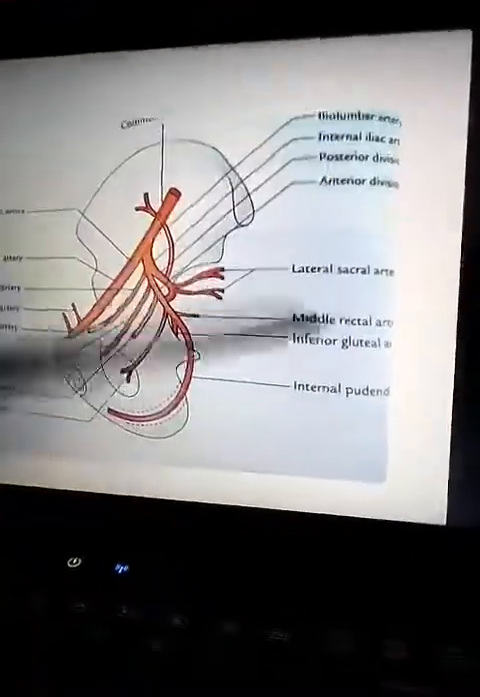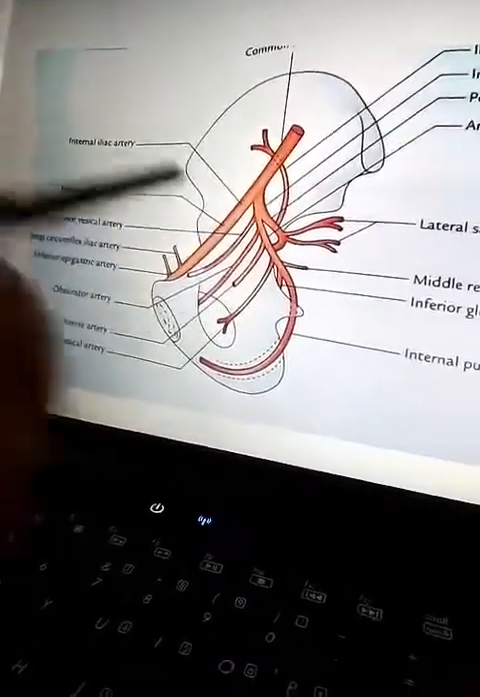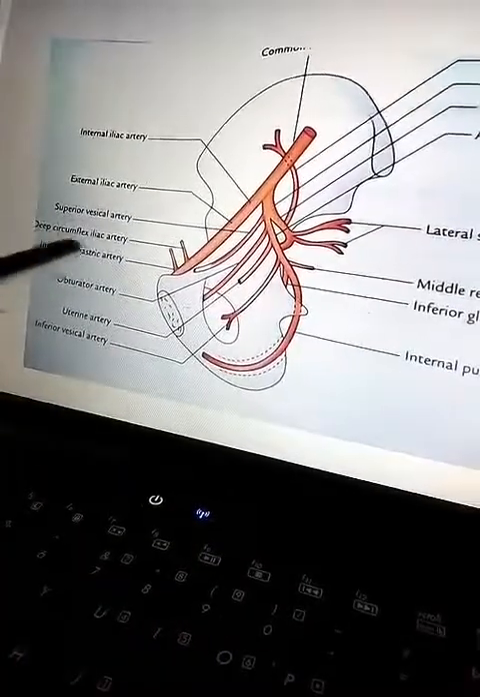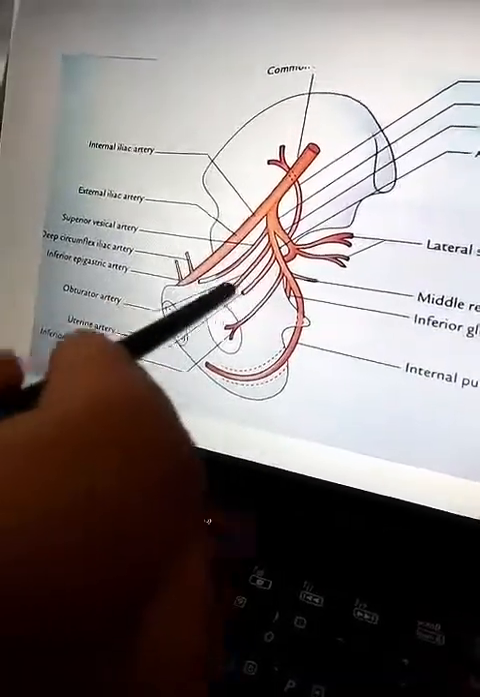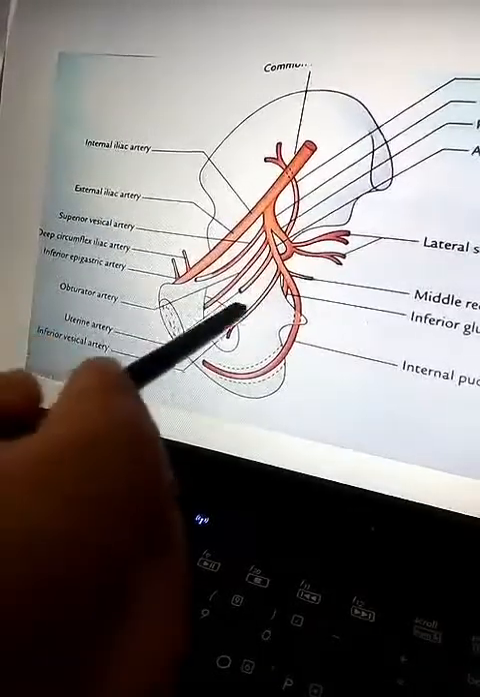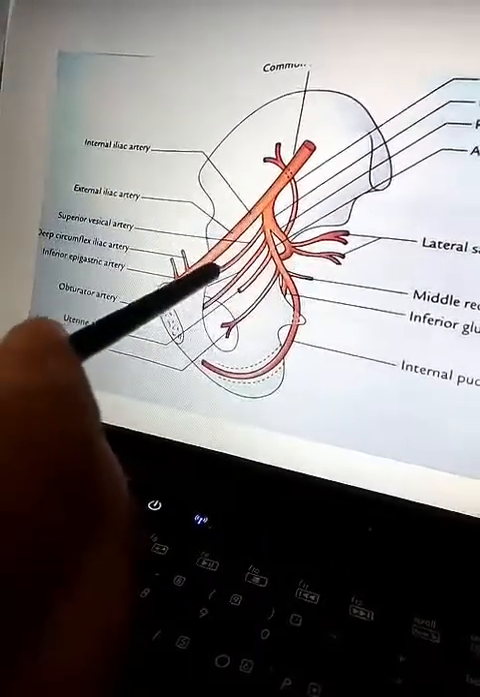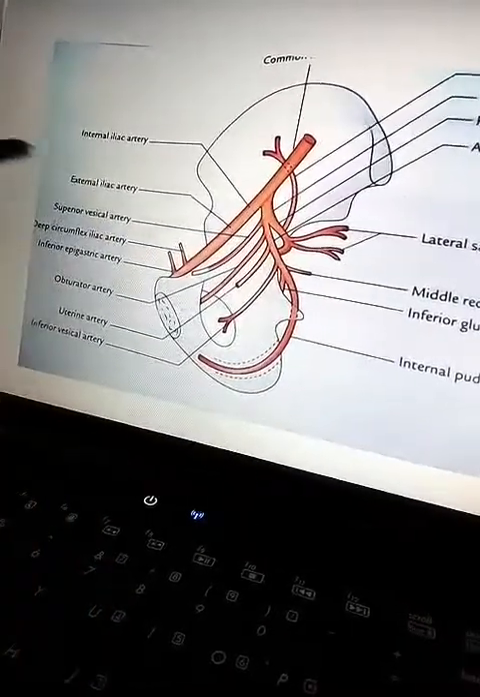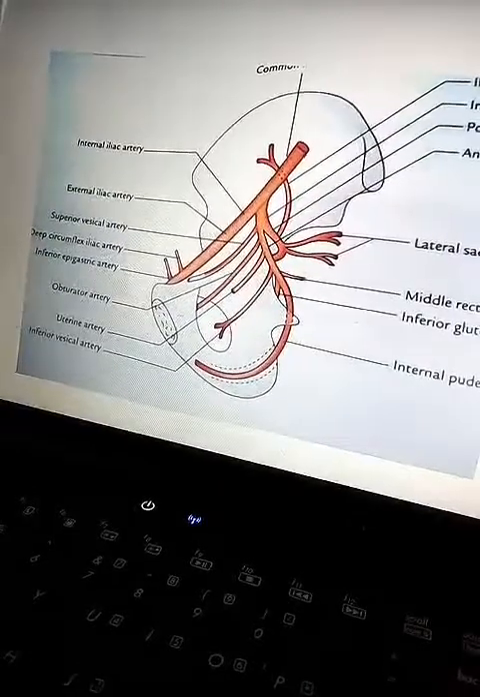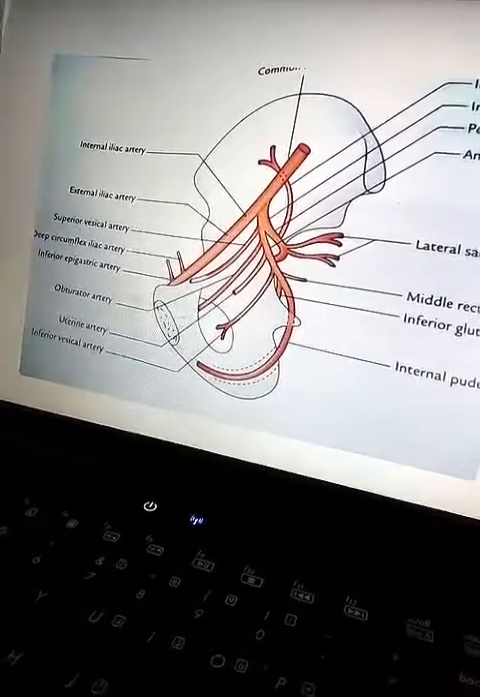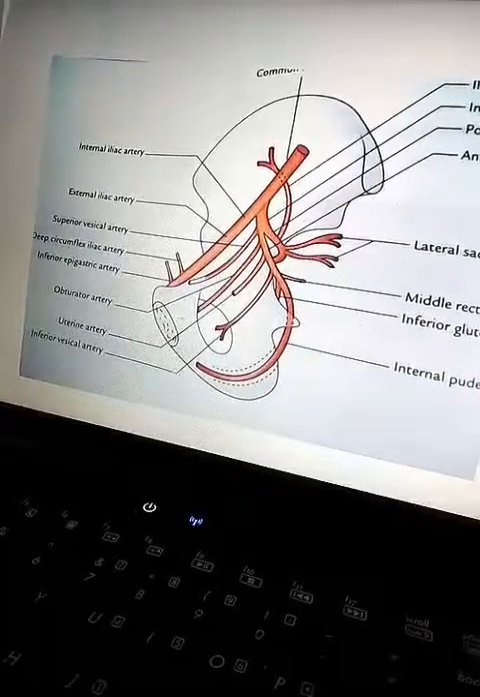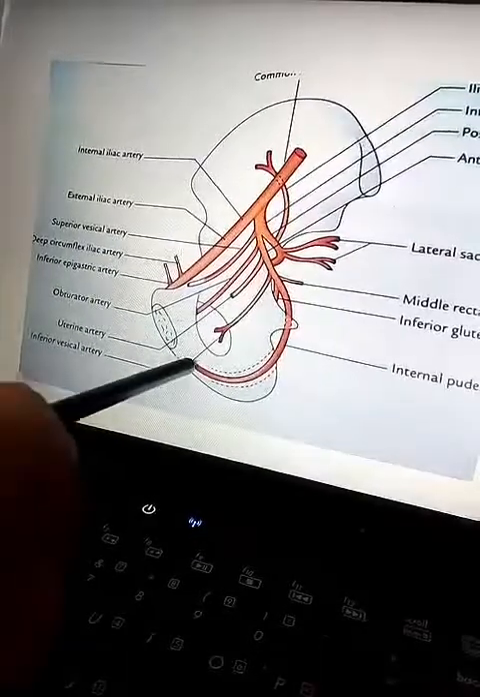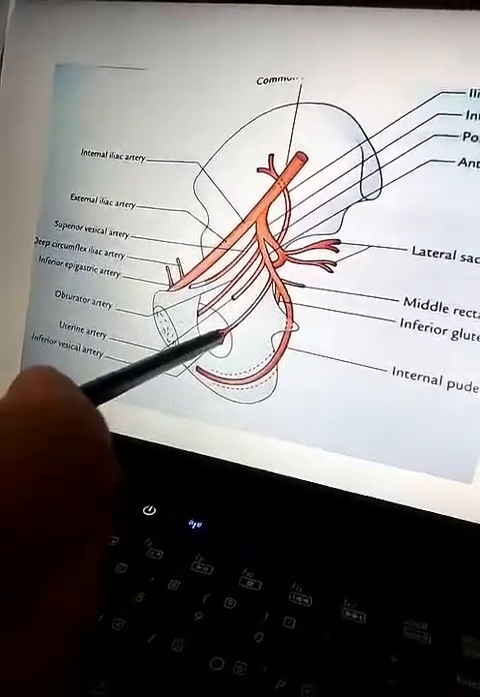It runs medially on the floor of the pelvis along the root of the broad ligament. It ascends upwards along the lateral margin of the uterus, then runs along the uterine tube to terminate by anastomosing with the ovarian artery. Another is the vaginal artery. As already discussed to you, the inferior vesical artery is also known as vaginal artery in females. It supplies the vagina and the base of the bladder.